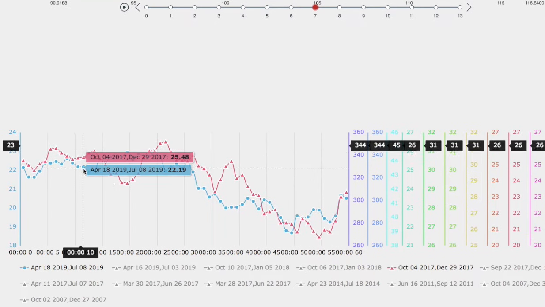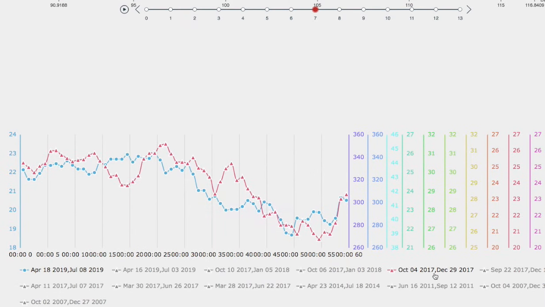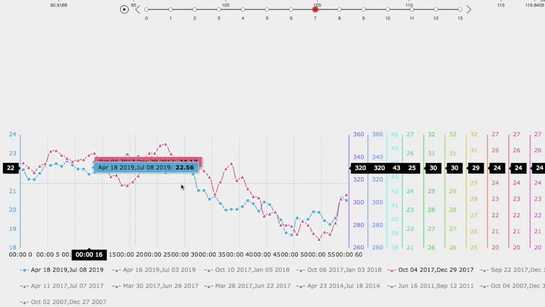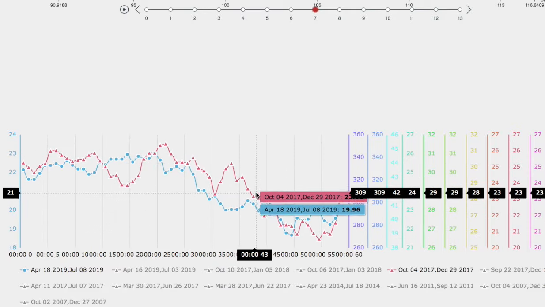And here's the line chart that I compared it to. So we have the current trend in the blue line and the 2017 trend overlapping as the red line.